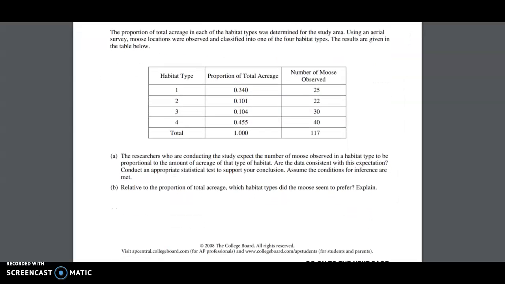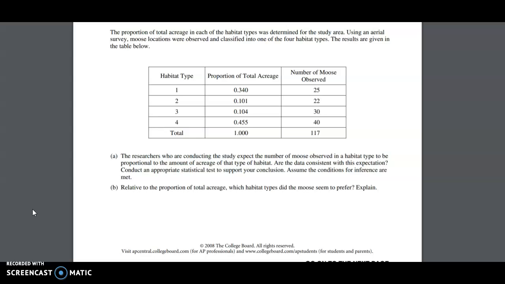So the proportion of total acreage in each of the habitat types was determined for the study area. We're observing the moose that are there, and the proportion can just be measured. That's not going to change. So the researchers who are conducting the study expect that the number observed will be proportional. Since we're given these proportions and we want the breakdown to be the same, that's what makes it a goodness of fit. So assessing the goodness of the fit: how well does it actually match what was given? Are these data consistent with that?